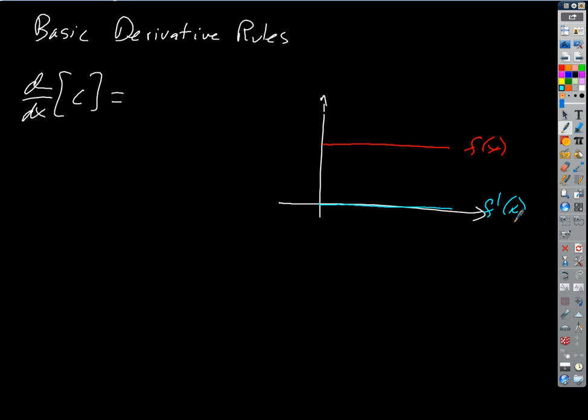The derivative of a constant is always 0 because it's not changing, right? We're asking about the rate of change of something. Well, does a constant change? No, it doesn't, right? So there's one that we know that we've never officially written down, we can just kind of talk through.